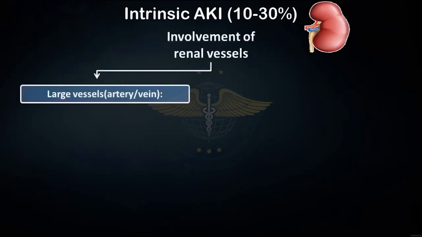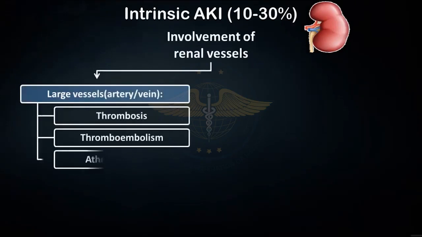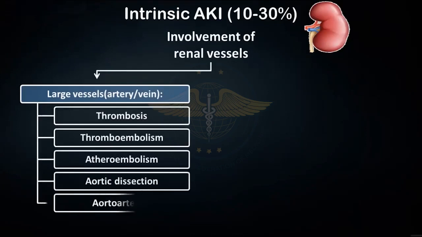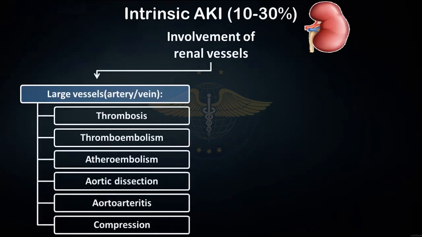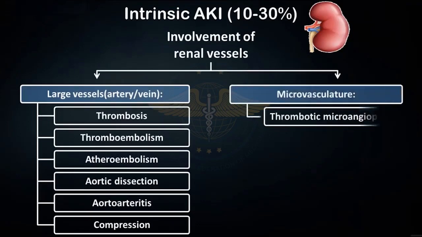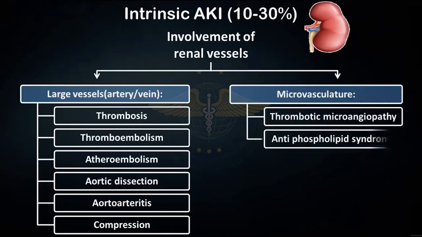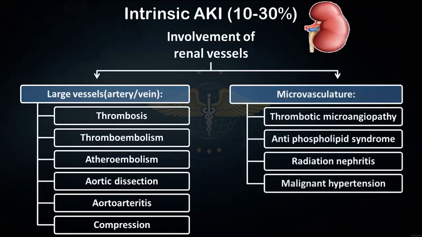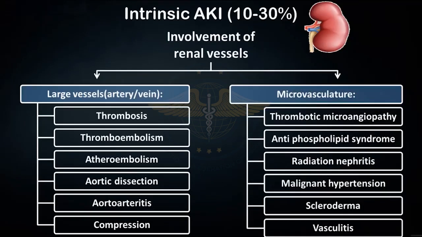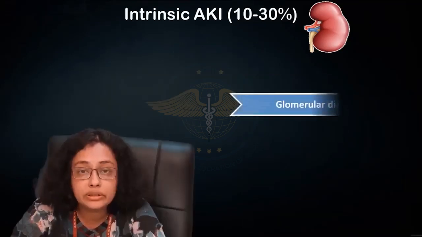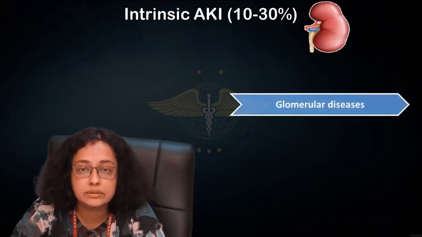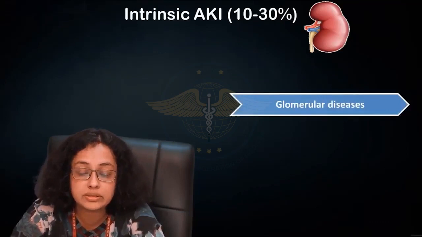If the large vessels are involved, including the renal artery and vein, in thrombosis, thromboembolism, atheroembolism, aortic dissection, aortoarteritis, or compression of the vessels by large lymph nodes or other structures. The microvasculature may be involved in thrombotic microangiopathy, antiphospholipid syndrome, radiation nephritis, malignant hypertension due to any cause, scleroderma, or vasculitis involving the kidneys. Any glomerular disease can present as AKI, like rapidly progressive glomerulonephritis.